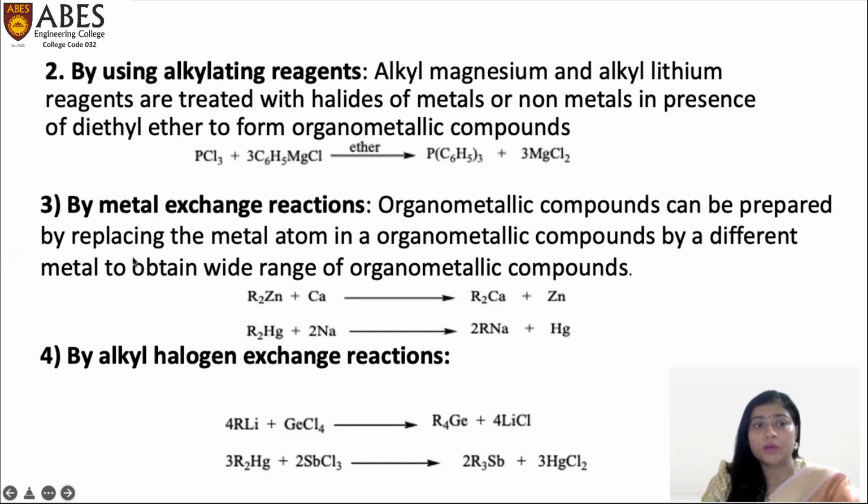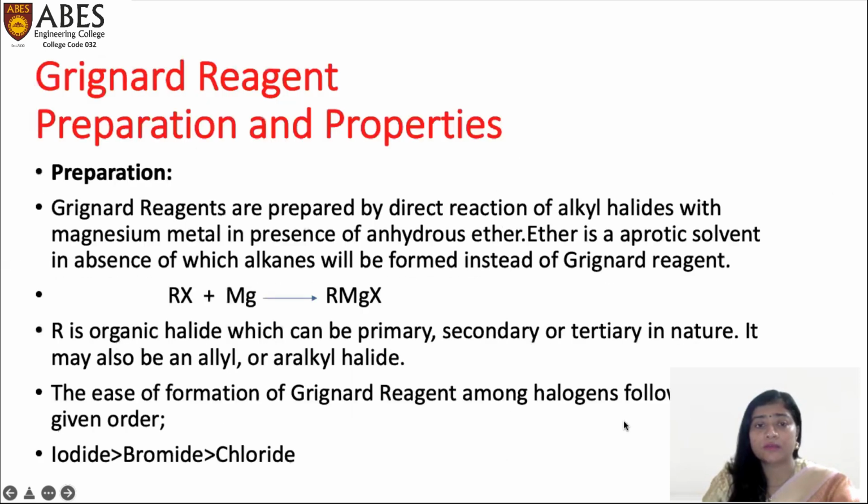organometallic compounds. By metal exchange reactions, organometallic compounds can be prepared by replacing the metal atom in organometallic compounds with a different metal to obtain a wide range of organometallic compounds. So you can see the exchange reactions of metal. Here zinc is replaced by calcium and mercury is replaced by sodium. The alkyl halogen exchange reaction is the fourth method. Here you can see alkyl halogens are reacted and here the halogens are being changed instead of metals.